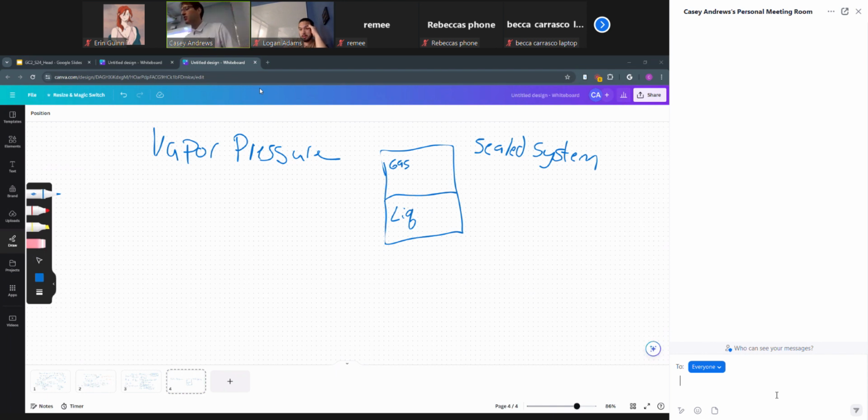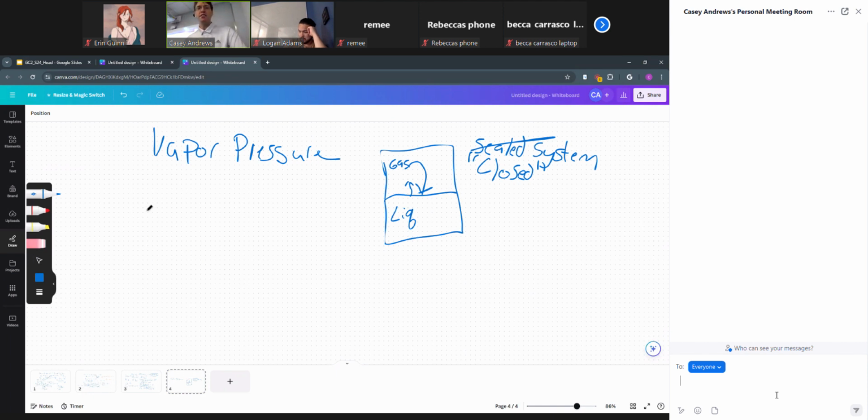In a sealed system, and the correct terminology is closed. It's a closed system, not a sealed system. In a closed system, the same thing is happening. The liquid is becoming a gas molecule. So you still have vaporization happening there. However, since this is closed, that gas has nowhere to go. And so eventually it will go back into the liquid. And you'll have this cycle happening where some liquid becomes a gas, some gas goes and becomes a liquid.